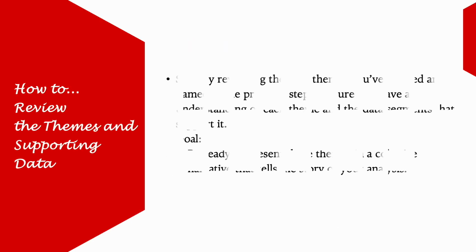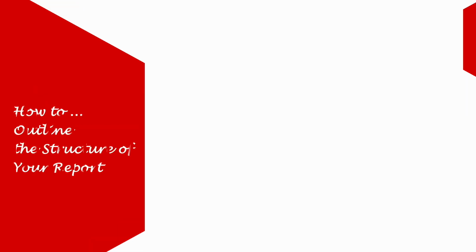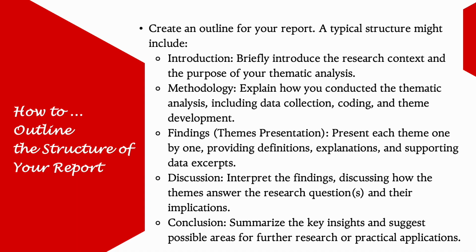How to review the themes and supporting data. Start by reviewing the final themes you have defined and named in the previous steps. Ensure you have a clear understanding of each theme and the data segments that support it. Be ready to present these themes in a cohesive narrative that tells the story of your analysis. So how to outline the structure of your report? Create an outline for your report. A typical structure might include this: introduction, methodology, findings, discussion, and conclusion.